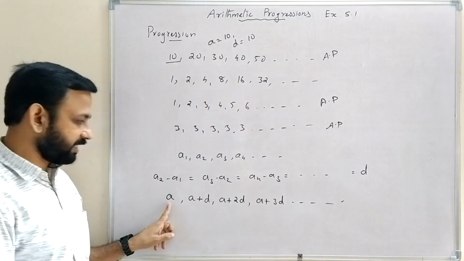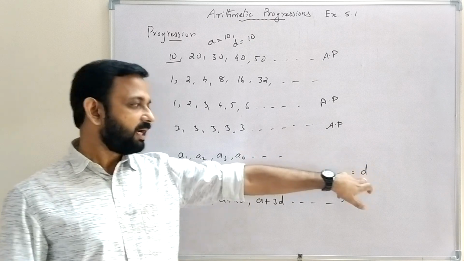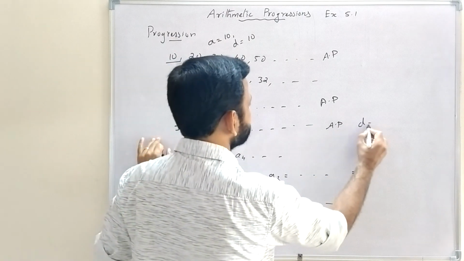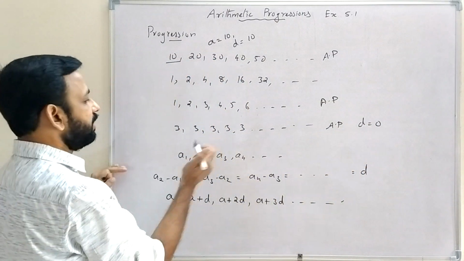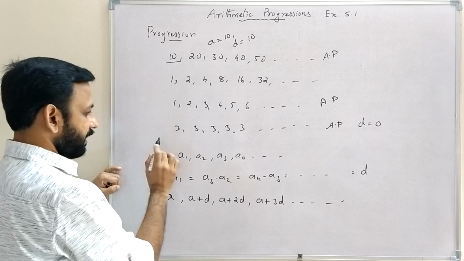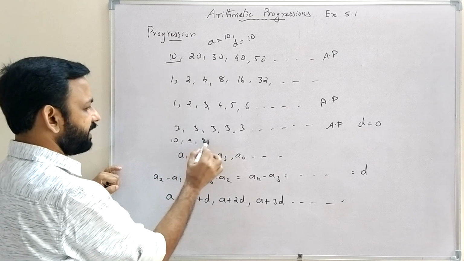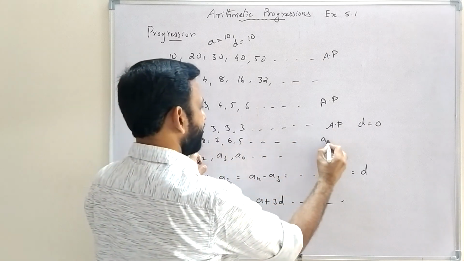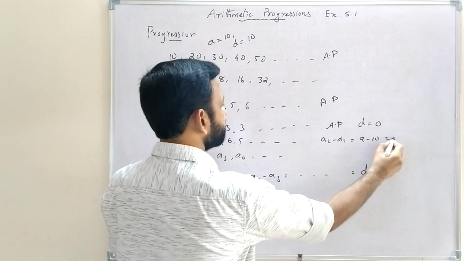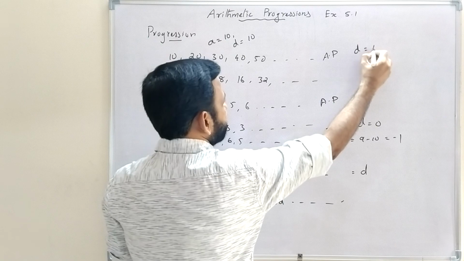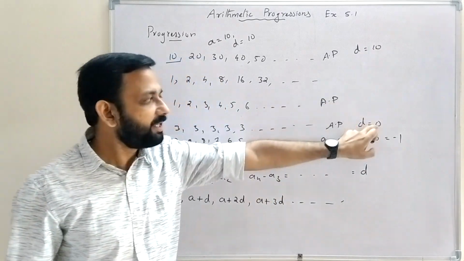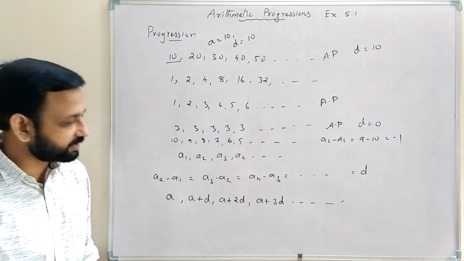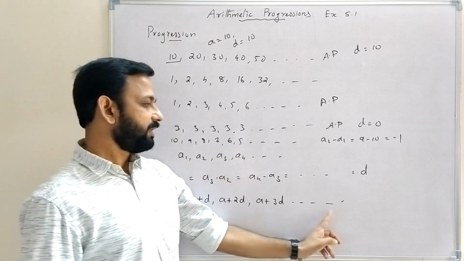And here the first term is a and the common difference is d, and that common difference can be any real number. It can be positive, or here the common difference d equal to 0. And another example for an AP is 10, 9, 8, 7, 6, 5, etc. So here it is decreasing, and the common difference is a2 minus a1, that is 9 minus 10, that is equal to minus 1. So here it is a positive real number, here it is 0, here it is negative. So d can be any real number, positive, negative or 0. And this is the standard form of arithmetic progression.